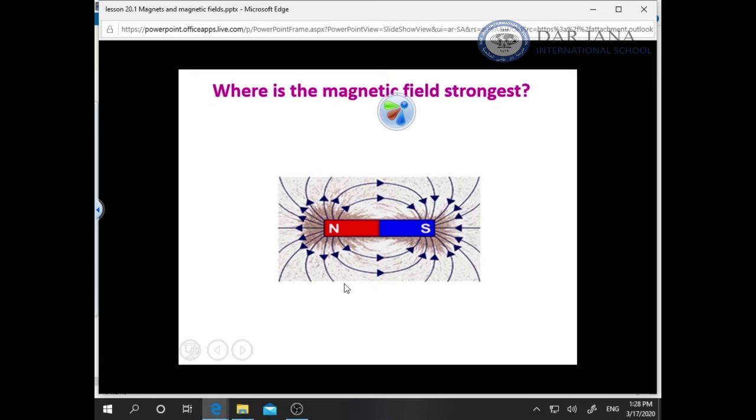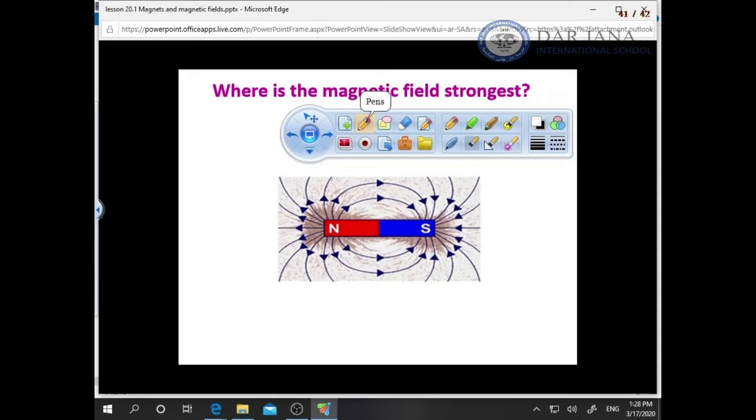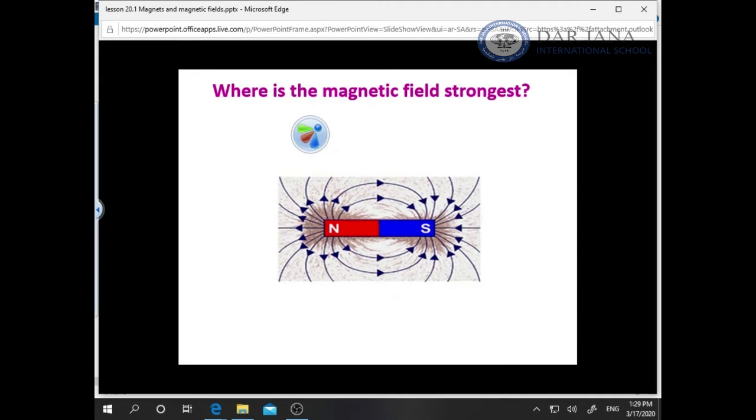Where is the magnetic field strongest? As I said, the magnetic field is very strong at the poles. So here at the poles there is a magnetic field which is very strong. So the magnetic field is very strong at the poles.